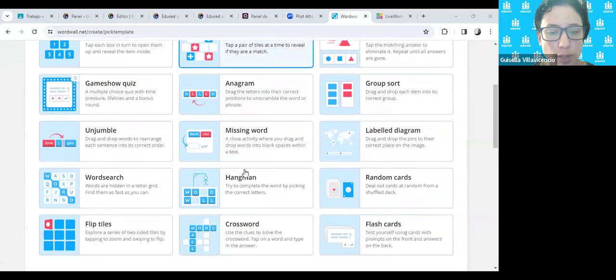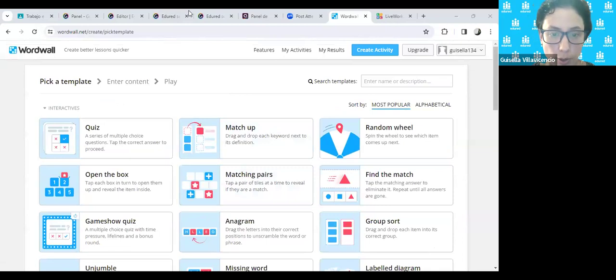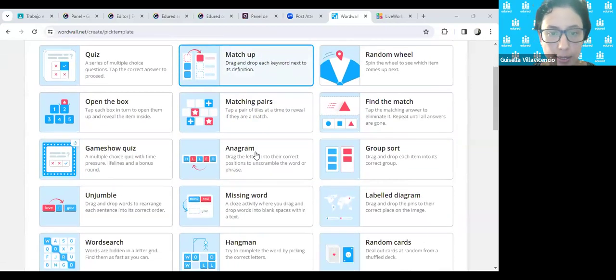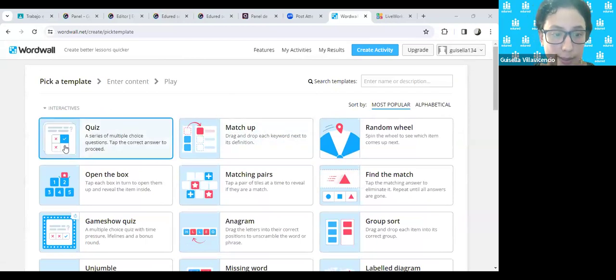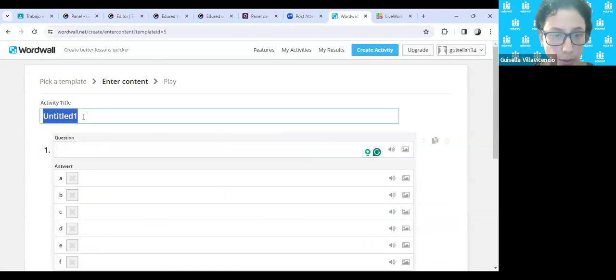Como pueden ver, tenemos muchos templates. Muchos, muchos templates. Bueno, tenemos 18. En la cuenta libre tenemos 18 templates. Vamos a crear con el quiz, ¿no? El quiz, que es el multiple choice, que todos los chicos conocen las actividades de multiple choice. All right. Entonces le damos clic aquí. Yes. Todos conmigo, ¿verdad? Estamos en quiz. Vamos a crear un quiz de make and do. Ahí está. Primero le ponemos el título. ¿Sí? Make and do. Ahí está.